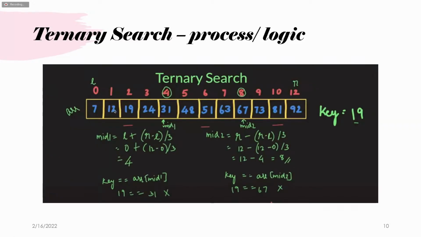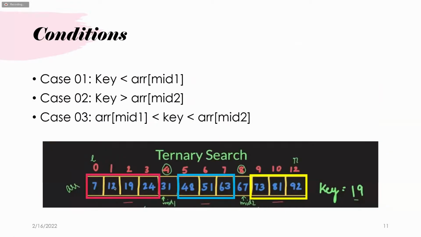So what I have to do is search in one part, out of the 3 boxes. There are 3 conditions, like 3 cases. The first case would be my key value is less than the array of mid 1. This basically indicates the pink box. If my value is less than 31, since the array is sorted, I know that my value is going to be lying somewhere before 31.